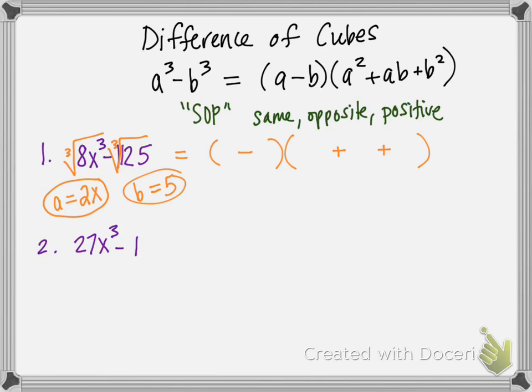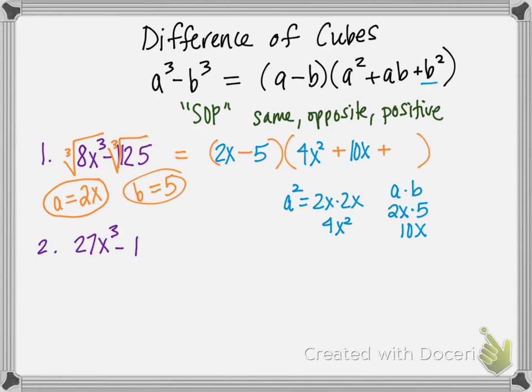So if I look, a should go first and then b, so I'm going to plug in 2x and then a 5. In my next spot here, I need to take a and square that. So a squared is 2x times itself, 2x, which is 4x squared. My middle term is a times b. So if I take a and multiply that by b, that would be 2x times 5, which is 10x. And my last term here is b squared. So b squared is 5 times 5, which is 25. So this is my factored form.